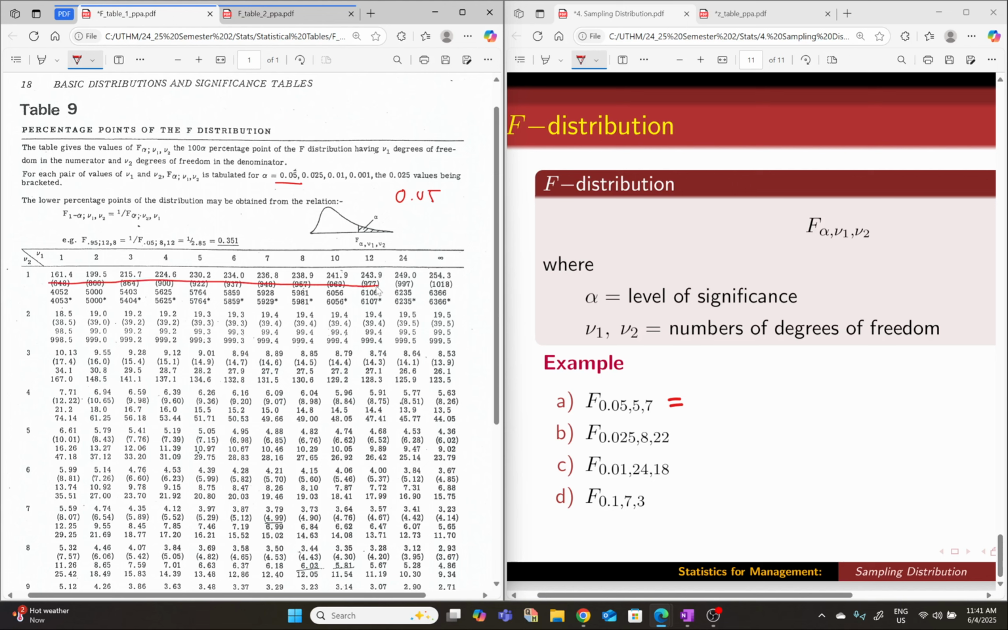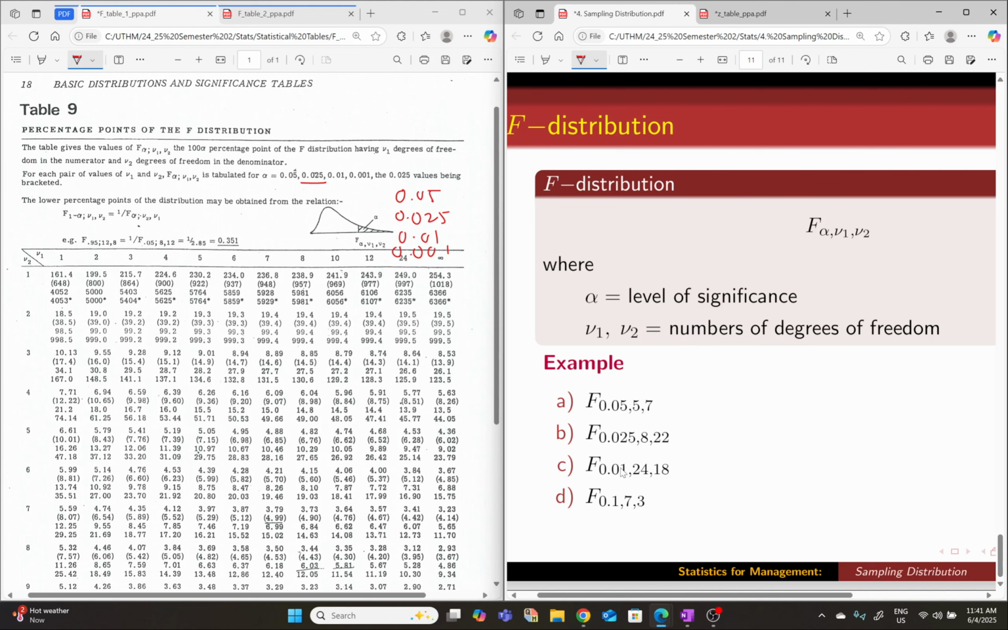The one you have in brackets there, that one is 0.025. Third one 0.01. Fourth one is 0.001. Okay, now let us do one here.